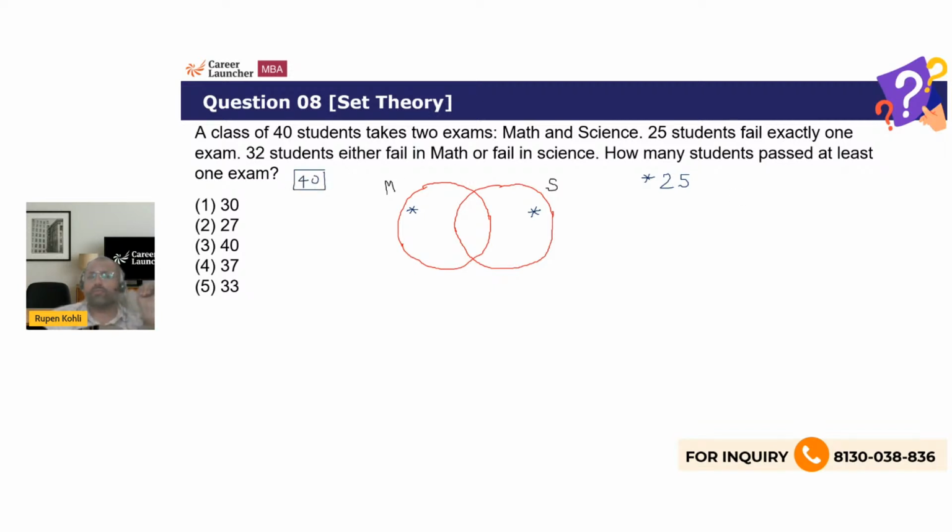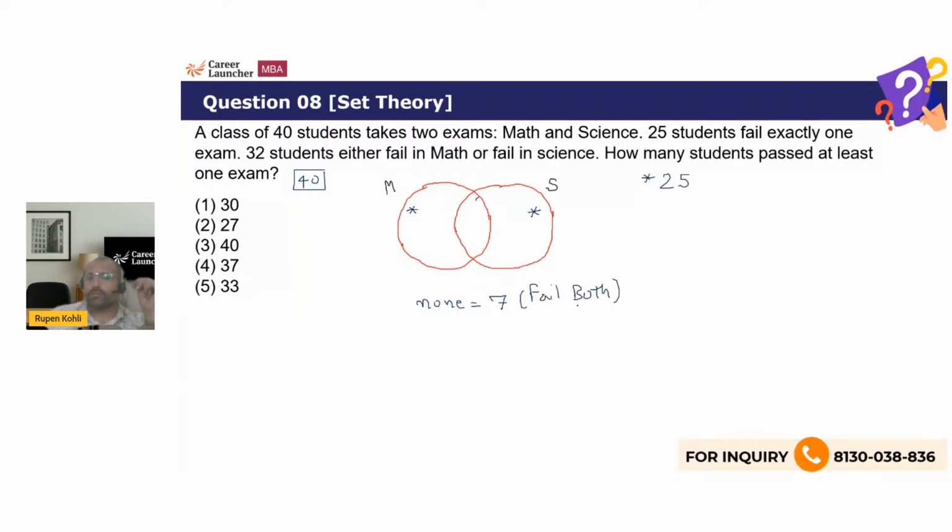Then 32 failed either in maths or in science. Now, I have already got this 25 as the sum of these two regions. Now, what does this 32 represent? It very much represents these two regions as well as my none. The only region which 32 does not capture is this common part. So all the other three regions are adding up to 32, whereas these two are adding up to 25. So the balance or the extra, that 32 minus 25, that 7 is my students who failed in both, basically my none region, right?